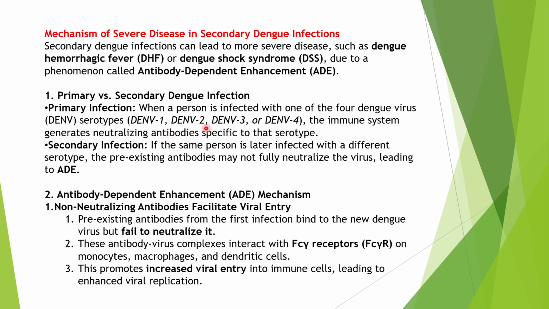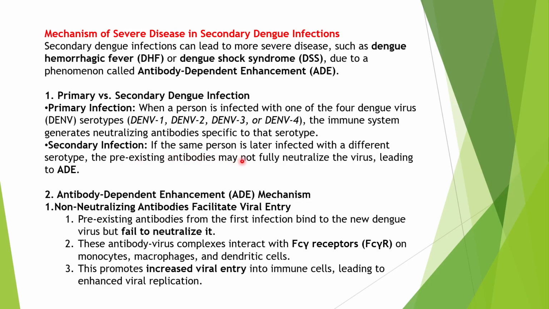Even though the antibodies could be similar to other serotypes, they are not completely complementary to them, so they are not very efficient during the secondary infection, which could be of a different serotype. So that is how you develop the secondary dengue infection complications.